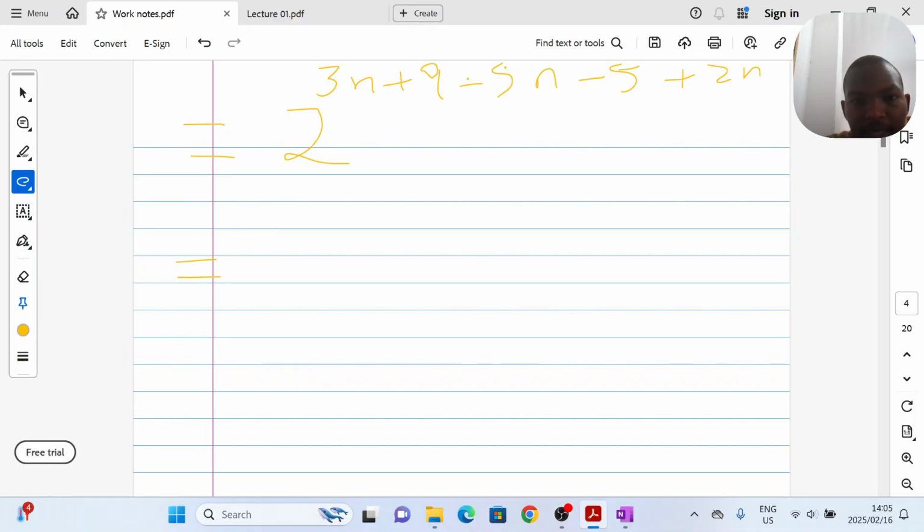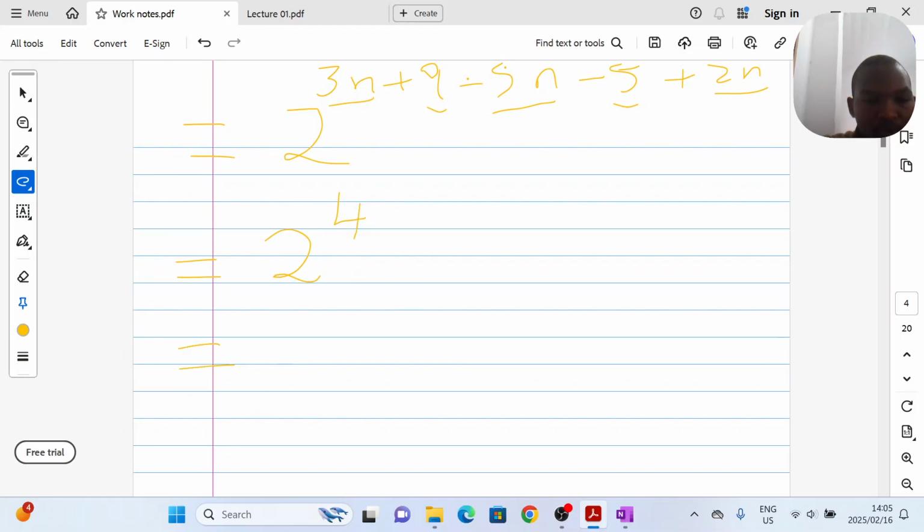Minus 3, that's minus 2n. Minus 2n plus 2n is a 0. So you still have a 2, but this part and that part and that part, they add up to 0. And now we have a 9 minus 5, which is a 4.